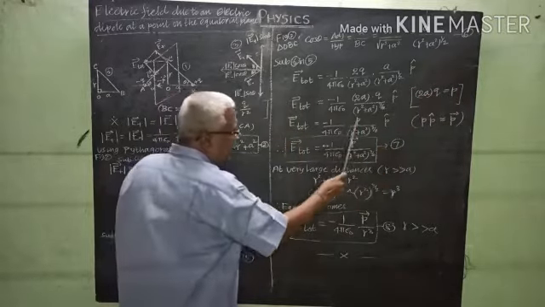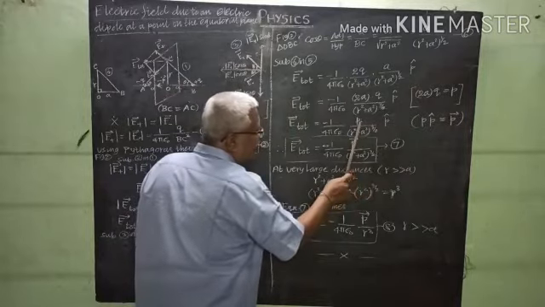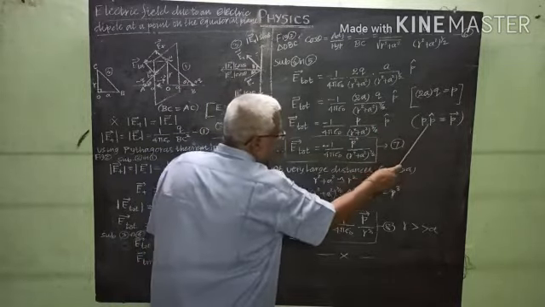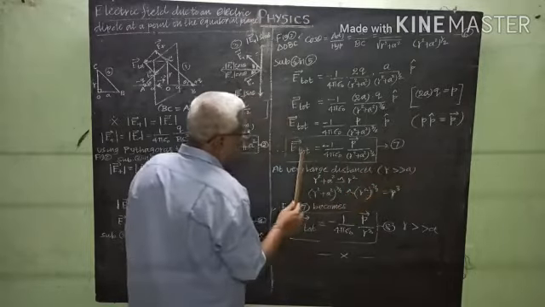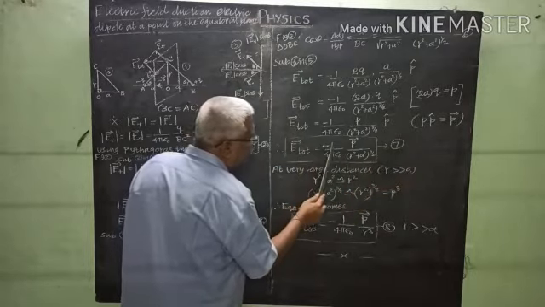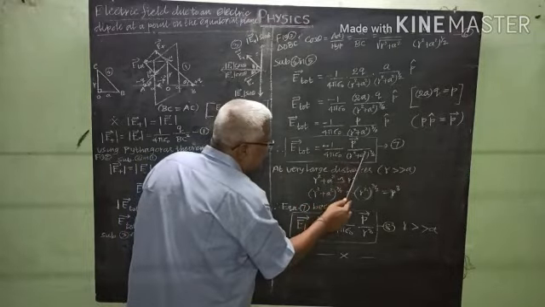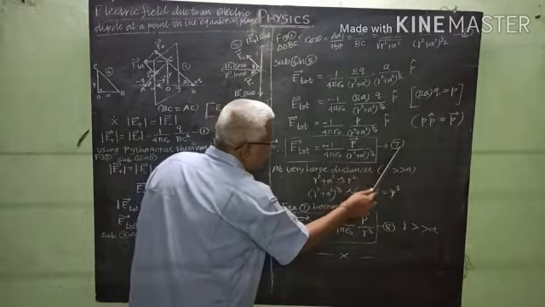Then p into p cap, that is a magnitude into a unit vector, gives a vector. So p into p cap gives p vector. So E total vector is equal to minus 1 by 4 pi epsilon naught p vector by r square plus a square whole power 3 by 2. This is equation number 7.